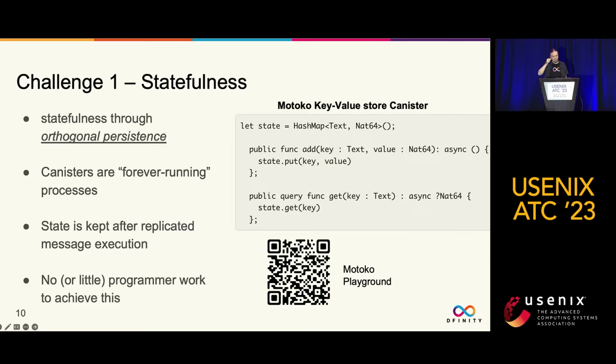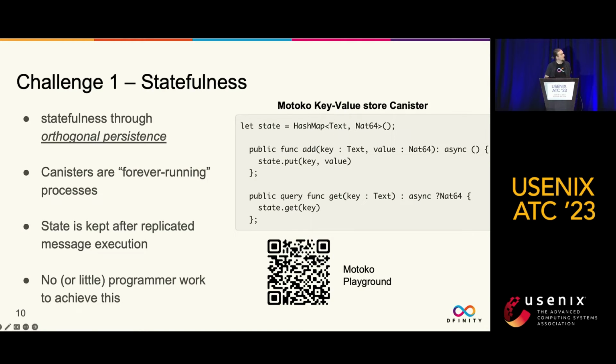Basically, what statefulness means is that whatever gets executed, if it touches some data, that data will stay modified for later invocations. And this is happening through what we call orthogonal persistence. So these canisters, or the smart contracts, actually give this illusion of being forever running processes, right? And the nice thing about it is that there's basically no programmer interaction with this. You just write your program and things stay the same way.